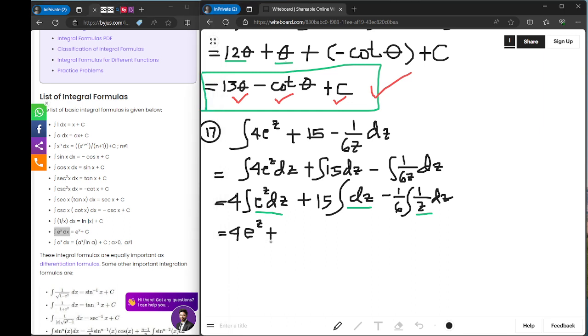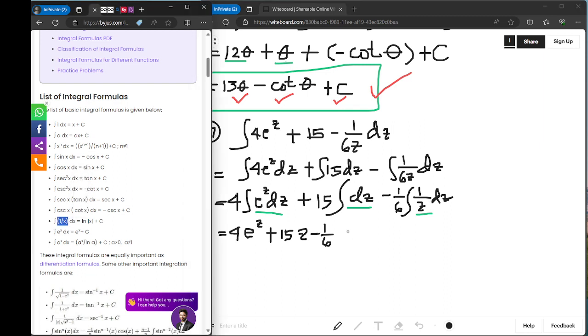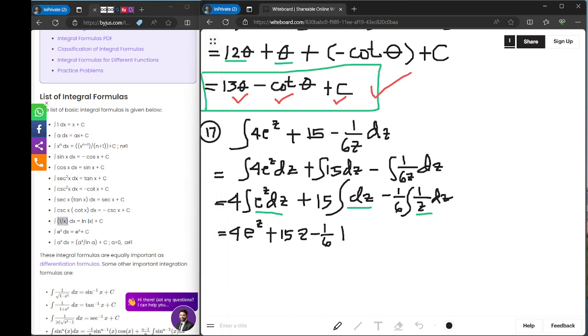Then we have plus 15 times the integral of dz, which is just z, minus 1 over 6 times the integral of 1 over z. The integral of 1 over x is the ln of x. What's ln of x? That's the logarithm. I think this is the natural logarithm. Then we have plus c. So this should be our final answer.